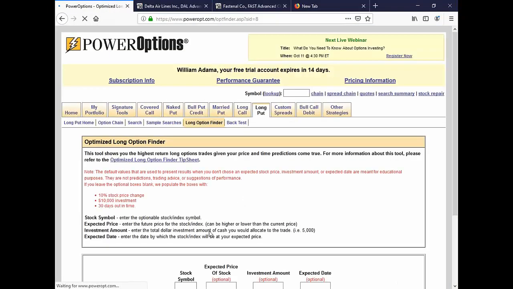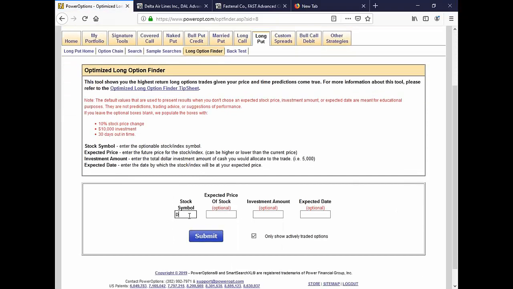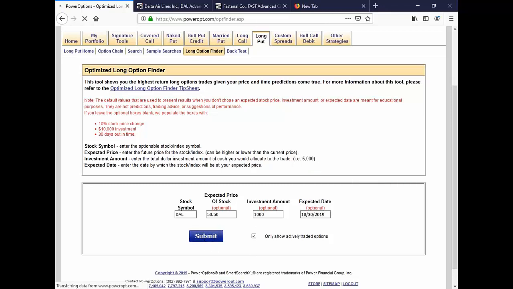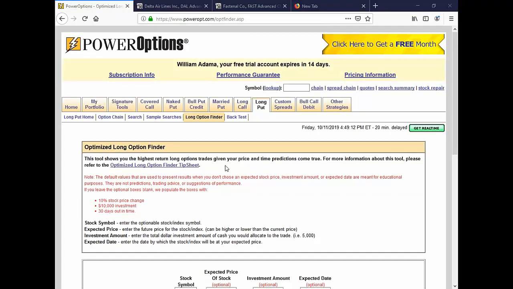Go to Long Option Finder, DAL, let's call it 50-50. Again, not a recommendation or suggestion. This is hypothetical based on what the analysis would be, doing chart reading and more for your personal preference.